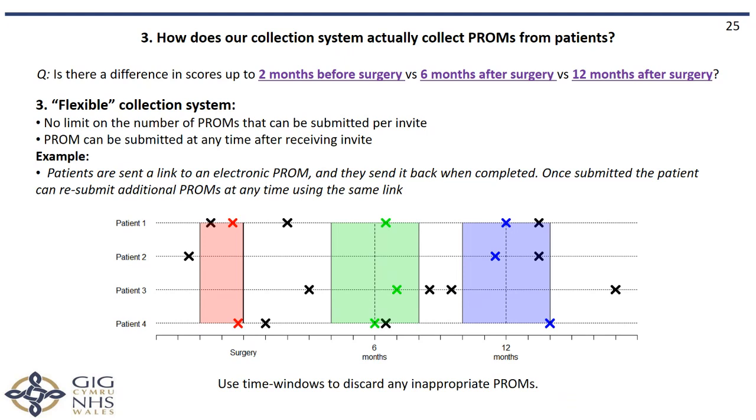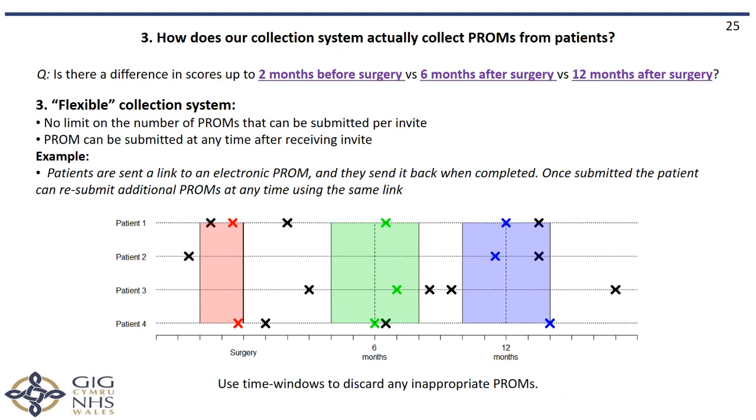If we think of PROMs in this way, we can again use those time windows around the anchor points to identify appropriate PROMs. In this example, I've just chosen a 2-month window. So that's 2 months before the anchors and 2 months after the anchors. Any PROM that falls outside the window can be discarded because it's too far away from that anchor point. And if a patient has more than one PROM within the window, so for example, patient 1 has 2 PROMs in the 12-month window, that's the blue window, then we could just choose the nearest one to the anchor to analyze.